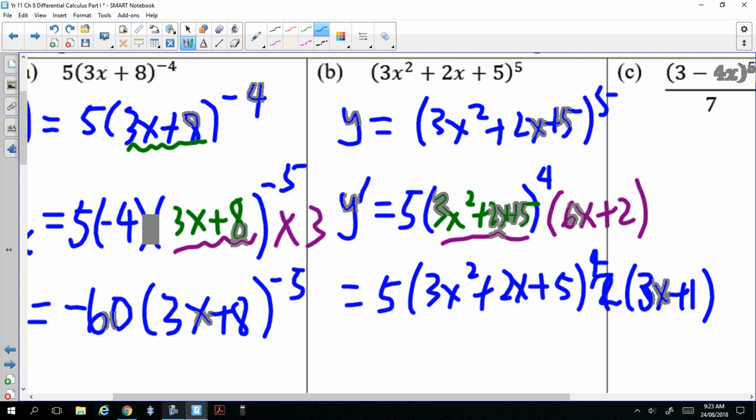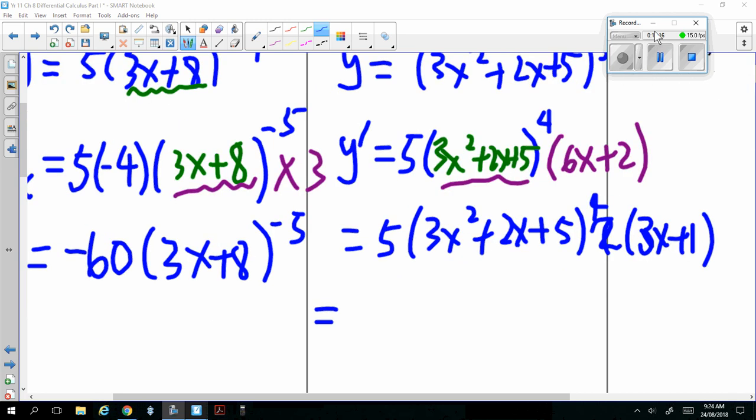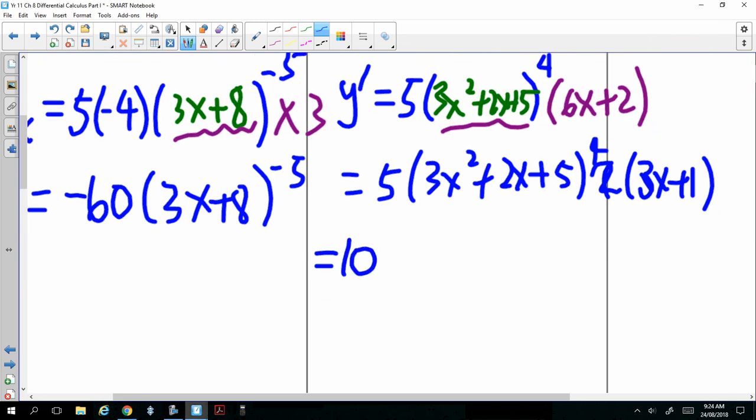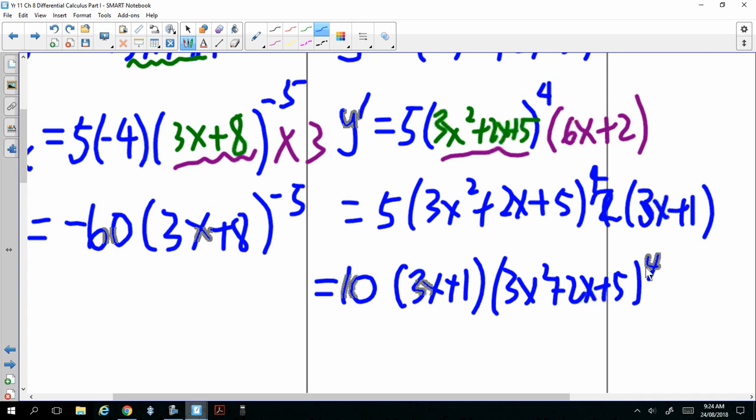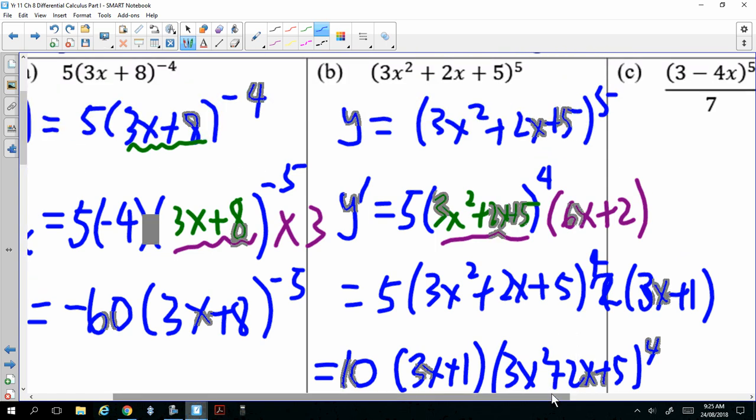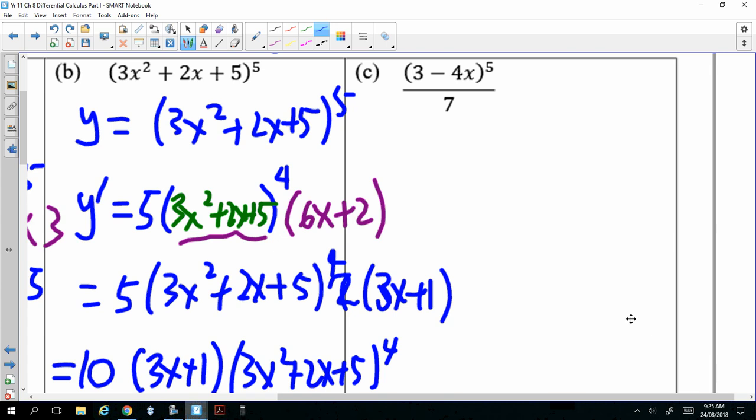Hang on, sorry. I prefer you to factorize. So you write 10, 3x plus 1, then 3x squared plus 2x plus 5, power 4. That's your final answer.